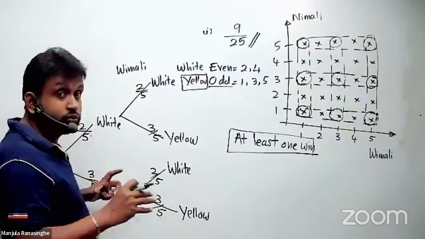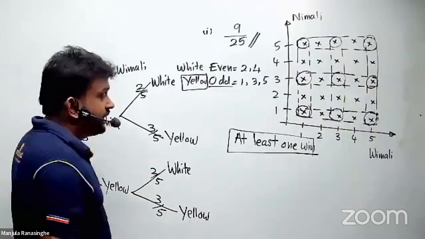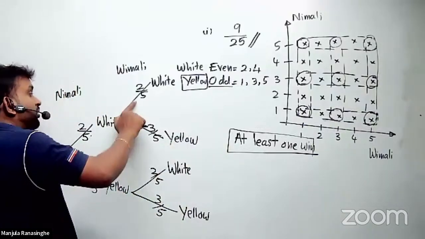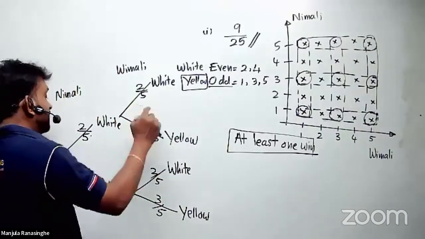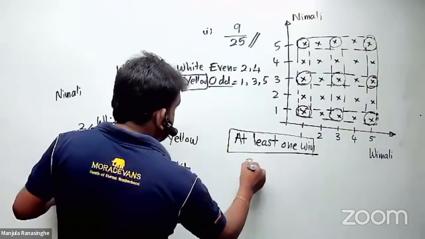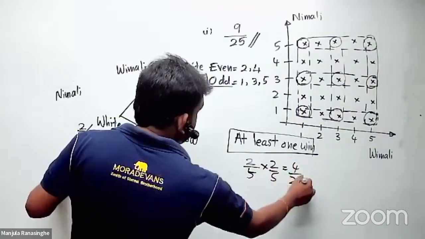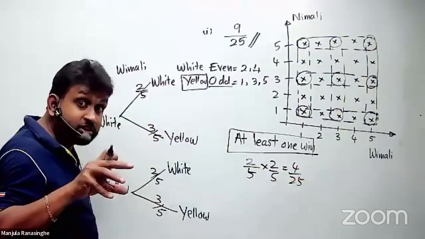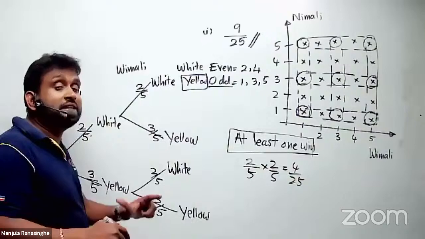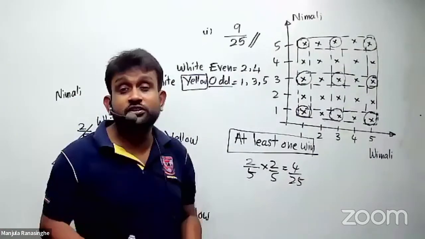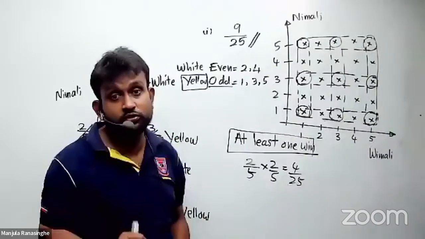So the complement of this event, having both games lost, I found as 2 upon 5 into 2 upon 5. That gives you 4 upon 25. That is the complement of this event. So how to find the probability of the event? The event plus the complement event's probability sum is always 1.